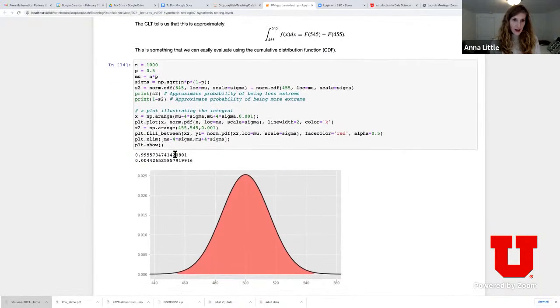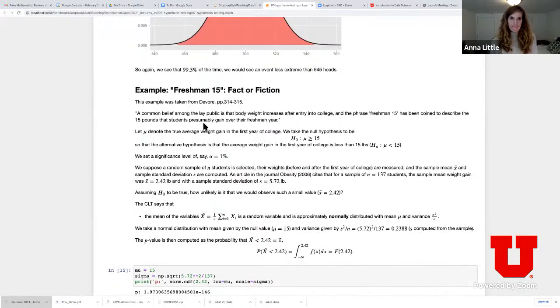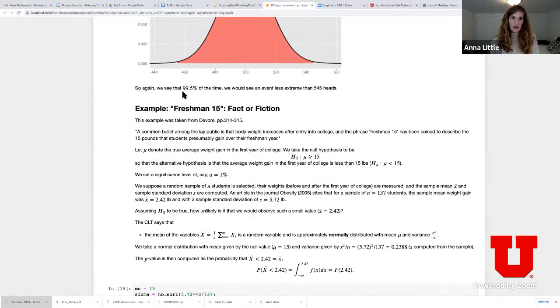Okay, and then if you want to visualize the area in the bulk versus the area in the tail, you can use this fill between plot to fill in some range of values. Okay, so again, we see that 99.5% of the time we would see an event less extreme than 545 heads.